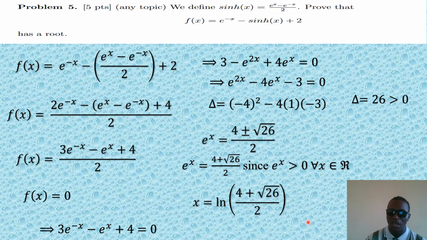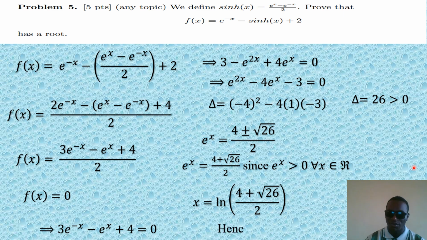This is the root. We were not asked to solve. Like I said, the question was just open, it was just vague. If an interval was indicated, we could have used the intermediate value theorem. That would be very easy. But now, as you say, the question is very open.